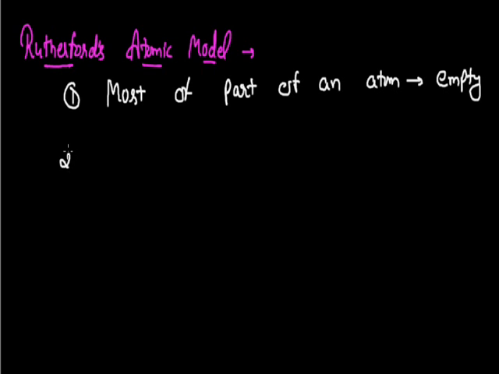The second postulate of this Rutherford atomic model is based on the second observation. Since he found that some of the alpha particles were getting deflected, he assumed that there should be something positively charged in an atom which is responsible for the deflection of alpha particles, because this deflection is possible only when the positively charged alpha particle comes in contact with some positively charged particle, and that is the proton in an atom. So the second postulate of this model is that a positively charged structure should be there in an atom.